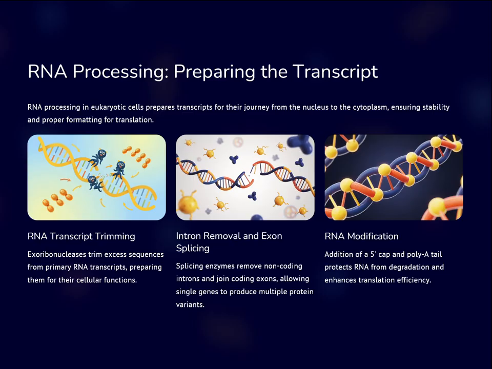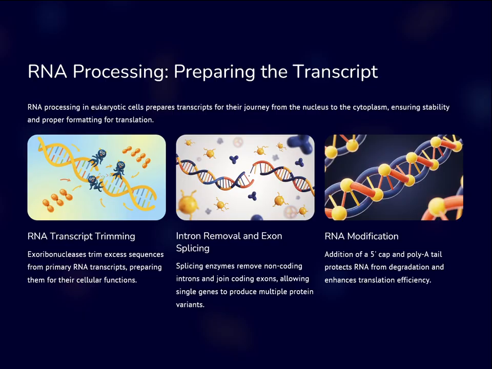Now, before the mRNA leaves the nucleus, it undergoes processing to ensure it's stable and functional. First off, there's trimming, in which extra sequences at the ends of the RNA strand are removed by enzymes called exoribonucleases. There's splicing, in which the RNA may contain non-coding sections that do not code for genes, called introns. These are then removed, and the coding sections that are called exons are then joined together.